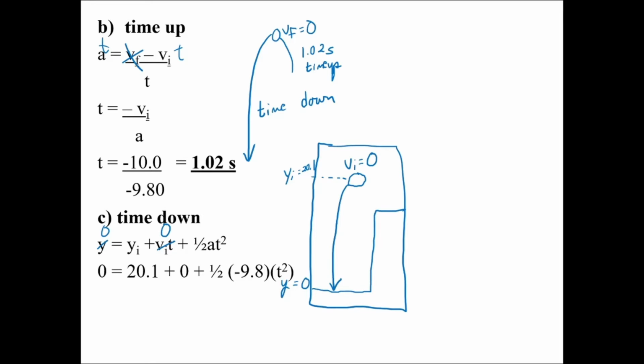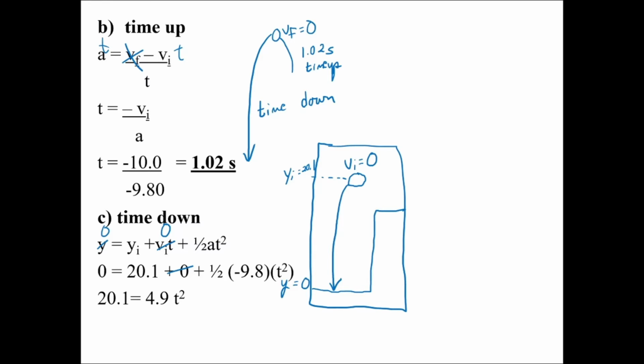So I think you can see my equation. Y initial was 20.1. V initial t will become 0, and we'll eventually just get rid of that. Is 1/2 negative 9.8 t squared. So if we move the 20.1 to the other side, the negative sign eventually luckily goes away, because you can't have a negative time. That doesn't make sense. So let's see what we can do.